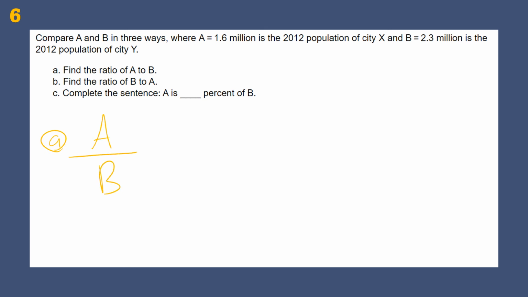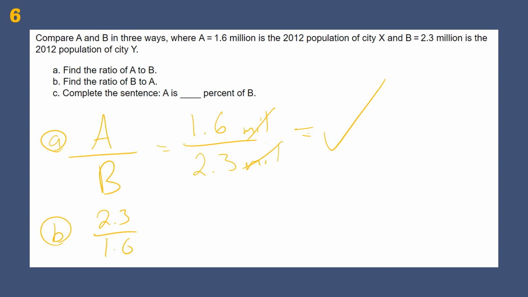And so all that needs us to do is type in 1.6, and I can not even type the million. I don't need it because they both have million, and 2.3. If I were to type million on the top and bottom, it would cancel out anyway. And then that would be my answer for part A. For B, however, I need to flip it upside down because it says ratio B to A, so B has to go on top. 2.3 over 1.6.